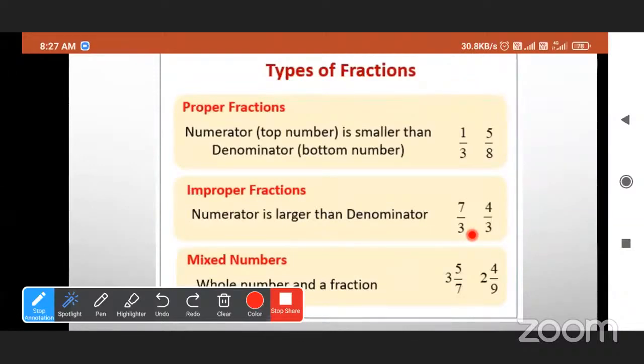In a mixed fraction, it is a whole number and a proper fraction. So see here, it consists of a whole number and a proper fraction. So see, 3 and 5 upon 7, 2 and 4 upon 9. So here, this is the addition of 3 plus 5 upon 7. So here 3 is the whole number and 5 upon 7 is the proper fraction. So these are mixed numbers or mixed fractions.